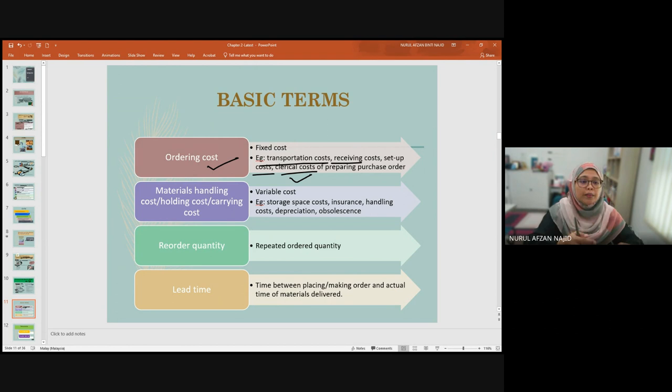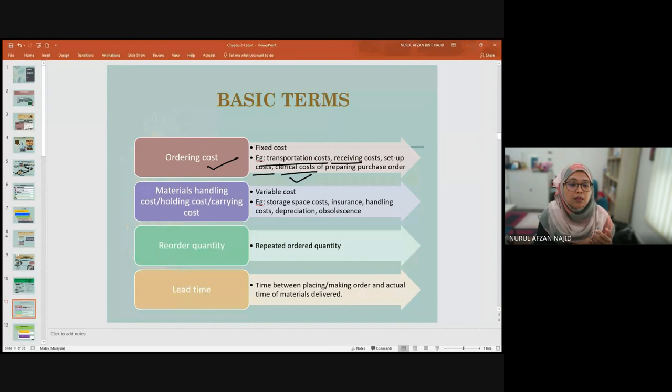So receiving cost berlaku. Menerima tu dari segi kita nak keluarkan barang tersebut daripada container, kita masukkan dekat dalam storage. Itu receiving cost, nak kira berdasarkan kepada purchase order kan? Kita order 300 kg. Bila barang sampai, kita kena check betul ke 300 kg yang kita terima ni. Itu adalah receiving cost.